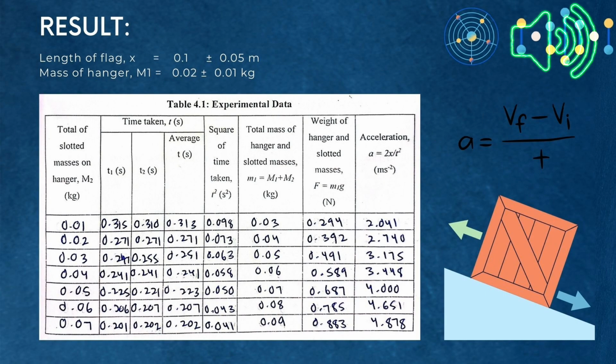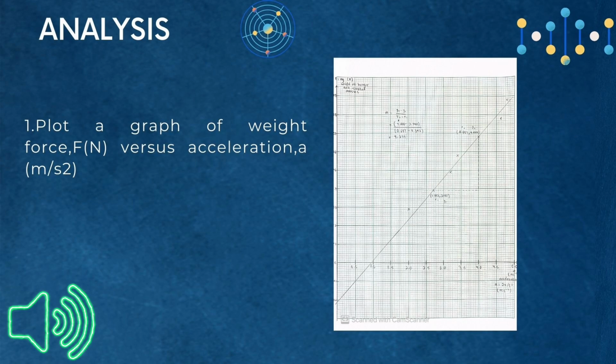This is the result we got from the experiment. We got the length of the flag, S, equal to 0.1 plus minus 0.05 meter, and the mass of the hanger, M1, equal to 0.02 plus minus 0.01 kilogram. That is the experimental data we got from the experiment. Moving to the next slide, which is analysis.